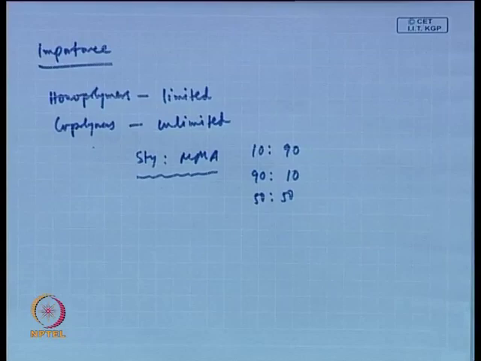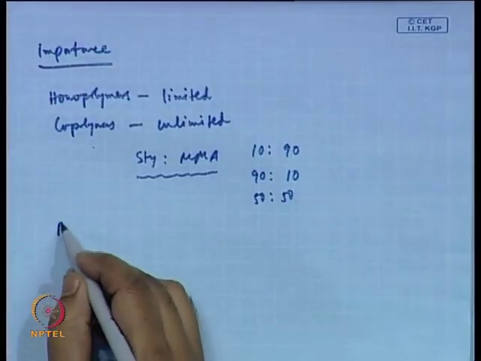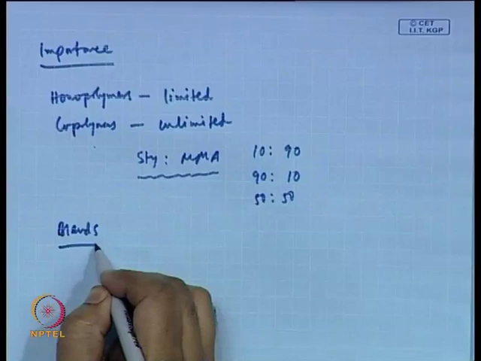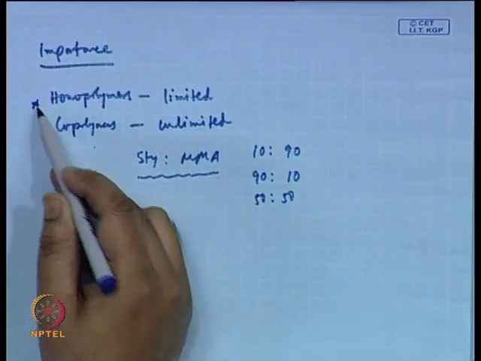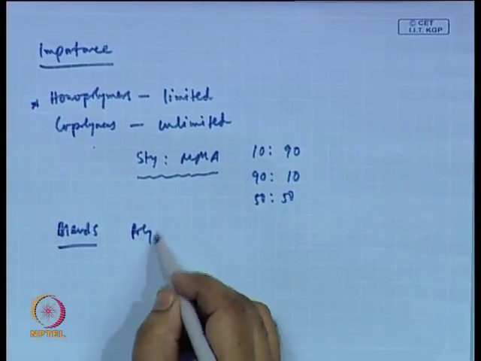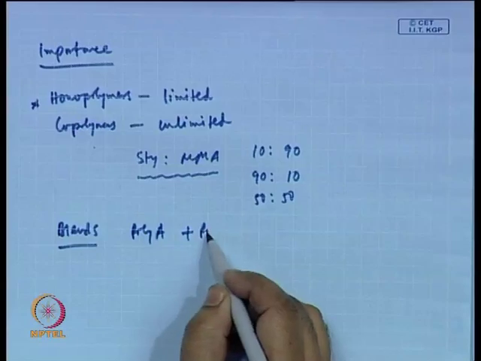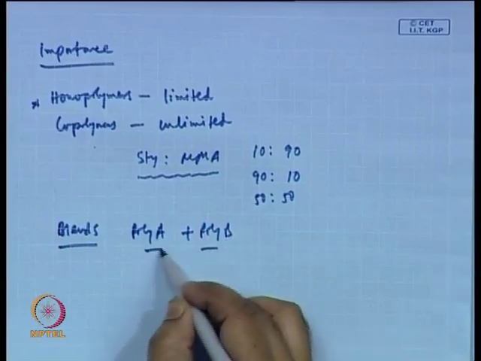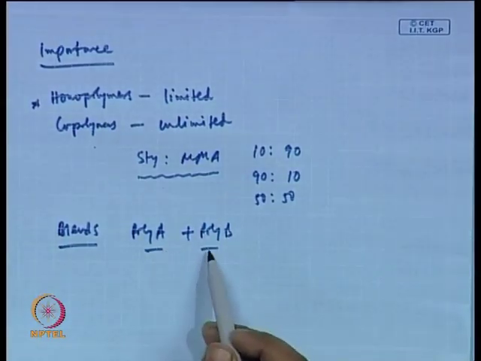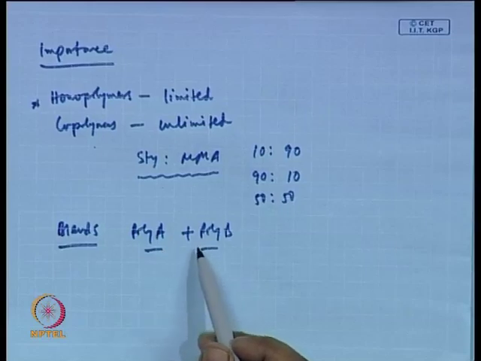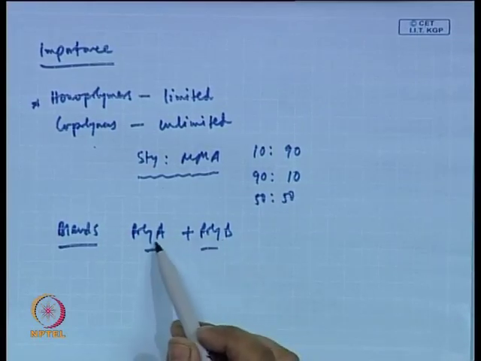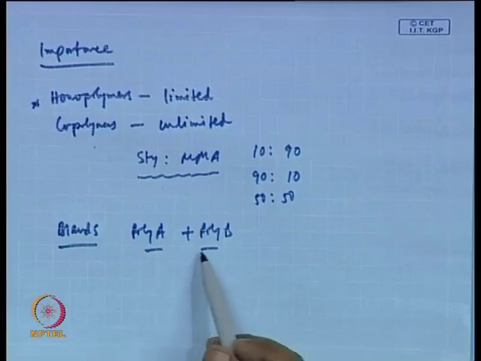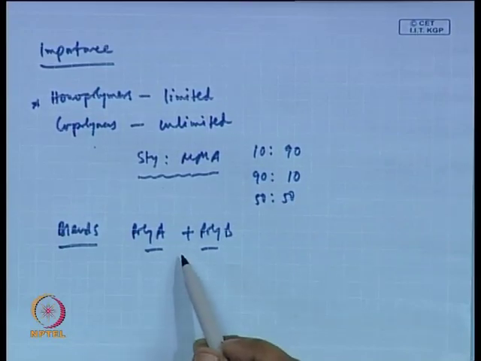Now, you can always argue, why not just mix and blend the homopolymers? Take poly A, which is a homopolymer, and mix poly B, which is another homopolymer, and here also you can get a numerous number of compositions by choosing different A and B and mixing them in different ratios.